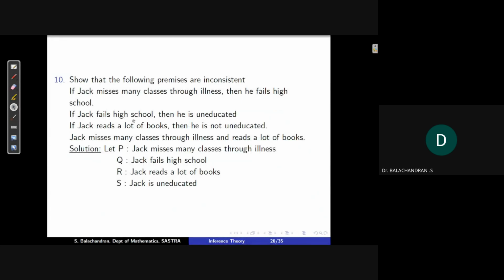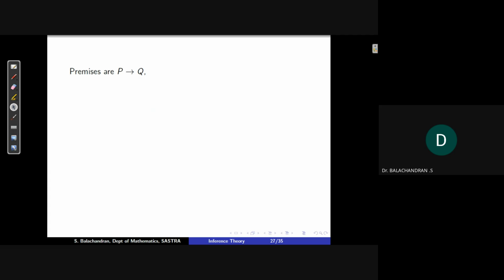So the last one is what? Jack misses many classes through illness and reads lots of books. That means P and R. Okay. So we should show that it's inconsistent, which means finally we should prove what? It's false. So you can see the last one is P and R. We'll use these four premises and show that finally we get a contradiction.